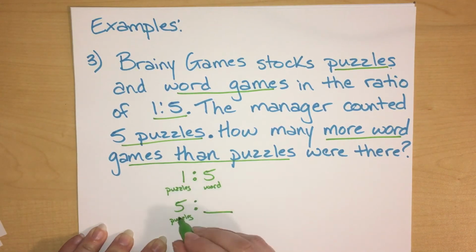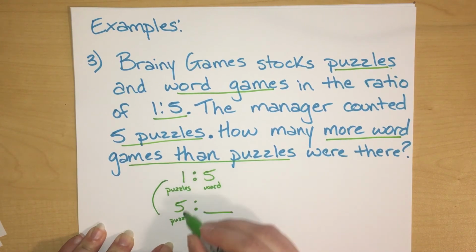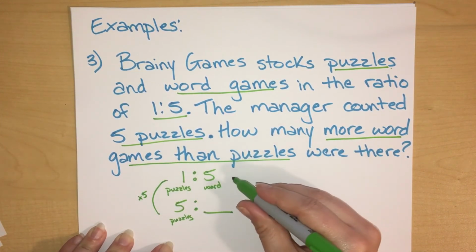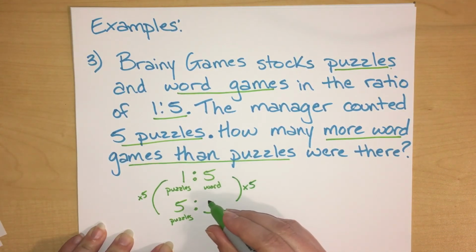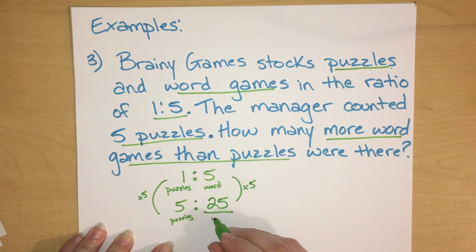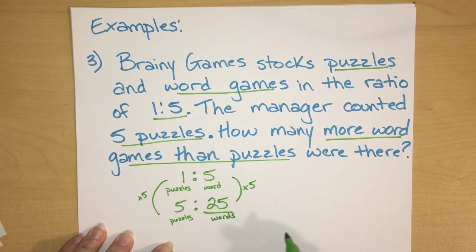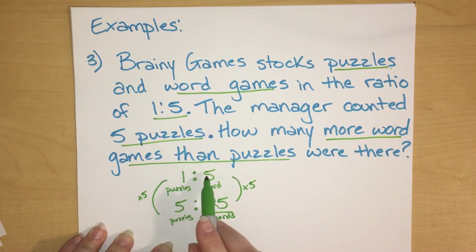So how did I get from the 1 to the 5? I got that by multiplying by 5. What I do to the one side of the ratio, I have to do to the other. 5 times 5, 25 word games. So in the situation where there are 5 puzzles, using the ratio of 1 to 5, there would then be 25 word games.